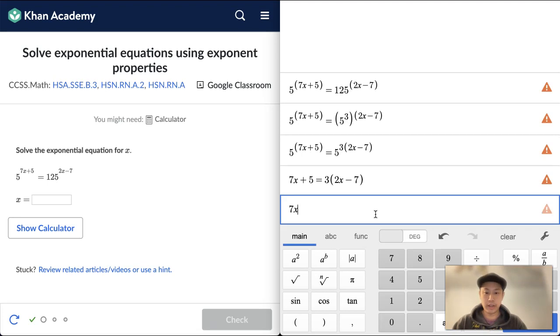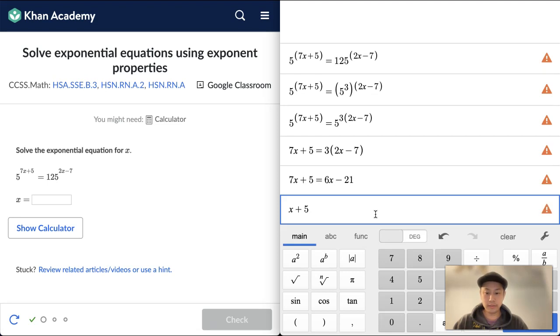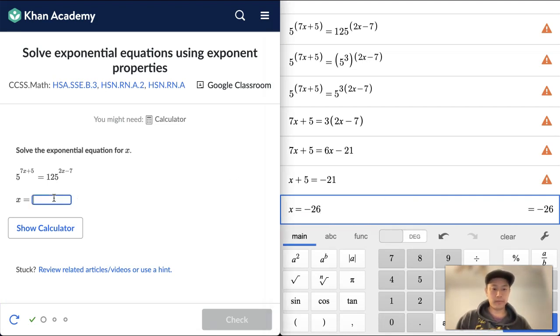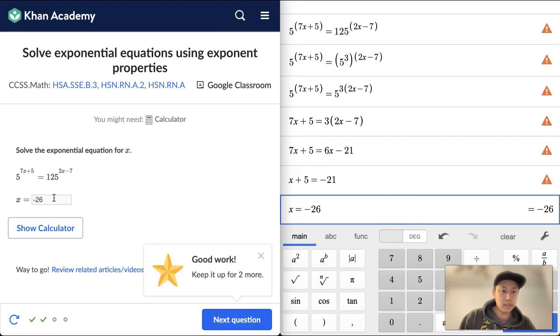Okay, so I'll do this quickly, but you can always pause and rewind if you need to. So 7x plus 5 is equal to 6x minus 21. Just applied my distributive property. I'm going to subtract x on both sides. We get that. And then I'm going to subtract 5 on both sides. We get a negative 26. Okay, so x equals negative 26. Let's see if we're correct. That's good.